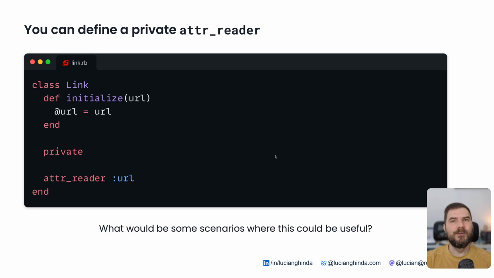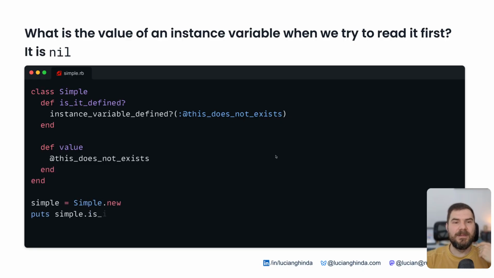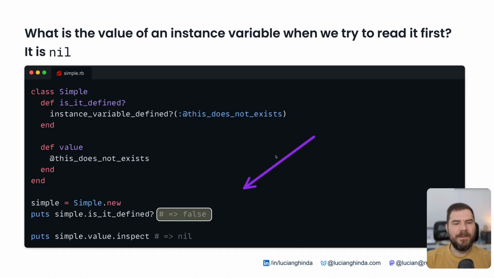And to see these advantages, first, let's recap that the value of an instance variable, when you first try to read it without assigning anything to it, is nil. So you see here, I define a simple class and I define two methods, is defined and value. And you see when I call is defined, the instance variable called this does not exist, it is false, so it's not defined, but when I try to read it, it is nil.